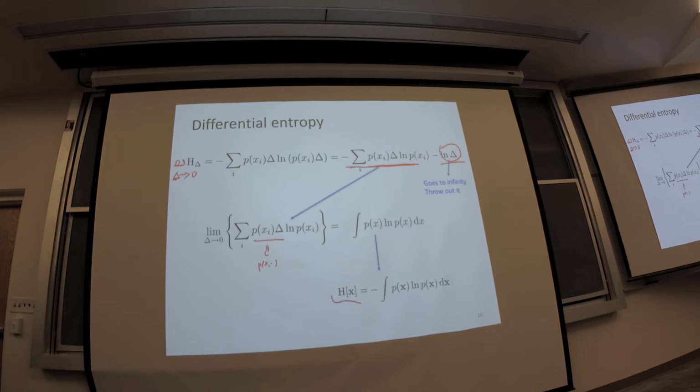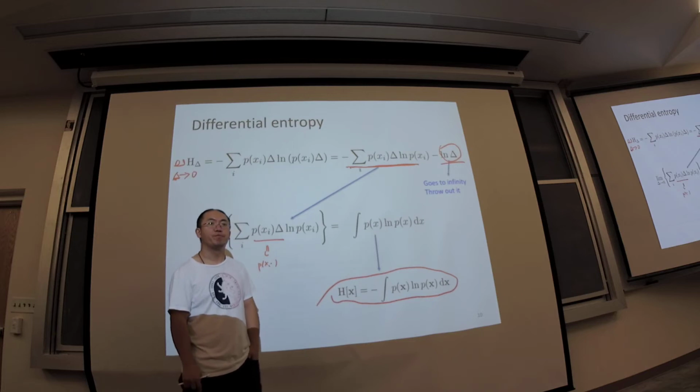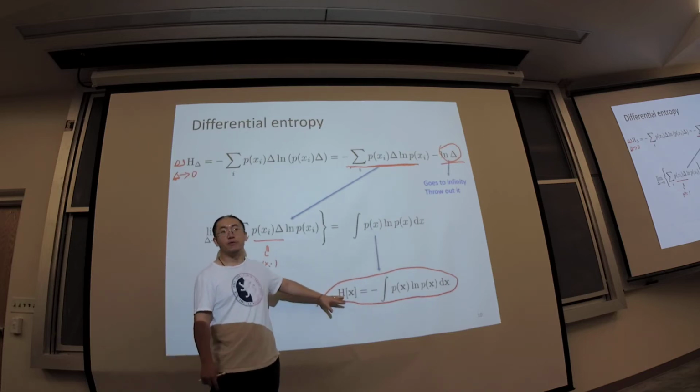And then we will choose this to measure the information or the uncertainty contained in the continuous random variable. This is called differential entropy. It's not full entropy.